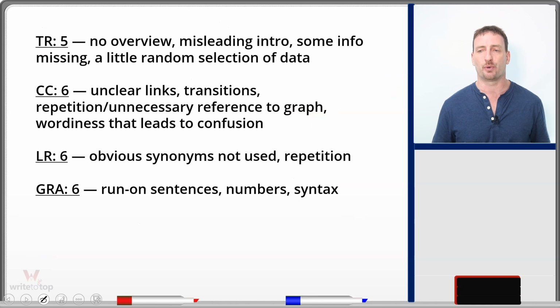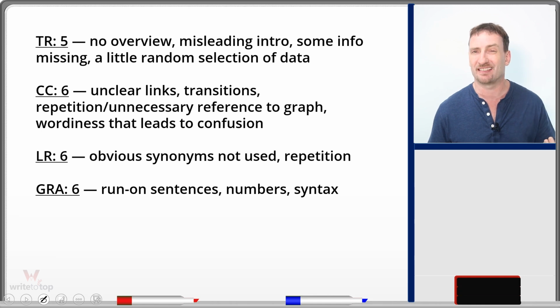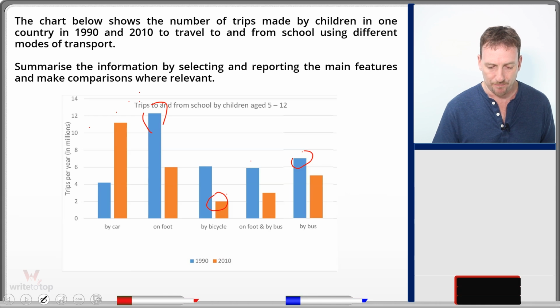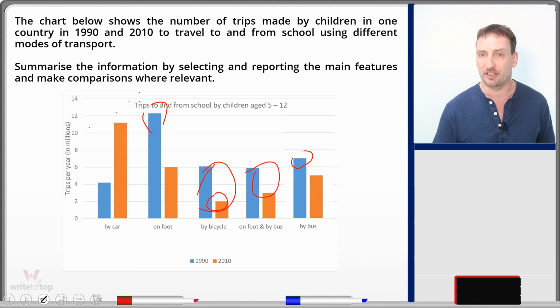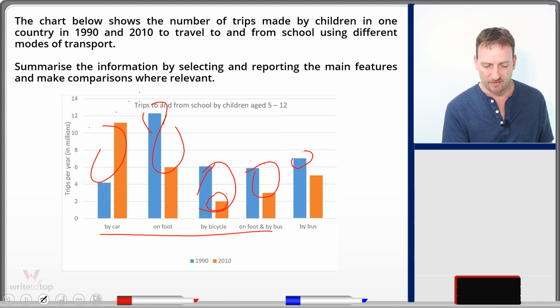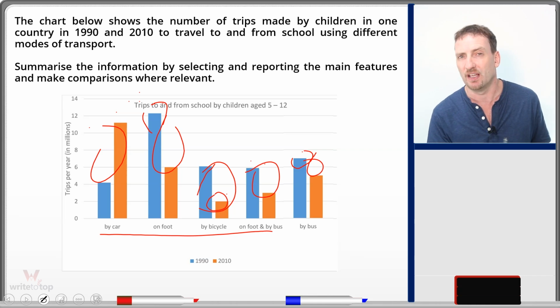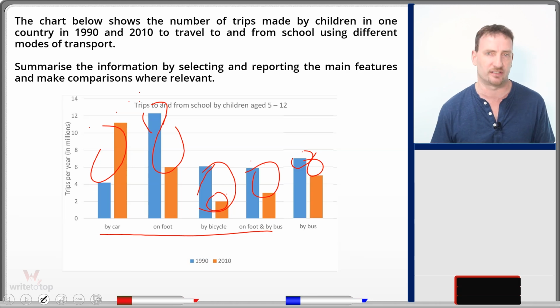So, where did this person lose points? A lot of points lost for task response. Got a 5 there. No overview, a misleading introduction because not exactly travel options. And I didn't mention the country and things like that. Some information is a little bit missing. He didn't make all the relative comparisons. So let me just go back 1 second. It's very important to notice the huge difference here too. All the big differences weren't necessarily mentioned. And because all these 4 had big differences, the small difference here probably needs to be mentioned as well, because that's the anomaly. That's the one that didn't change too much.